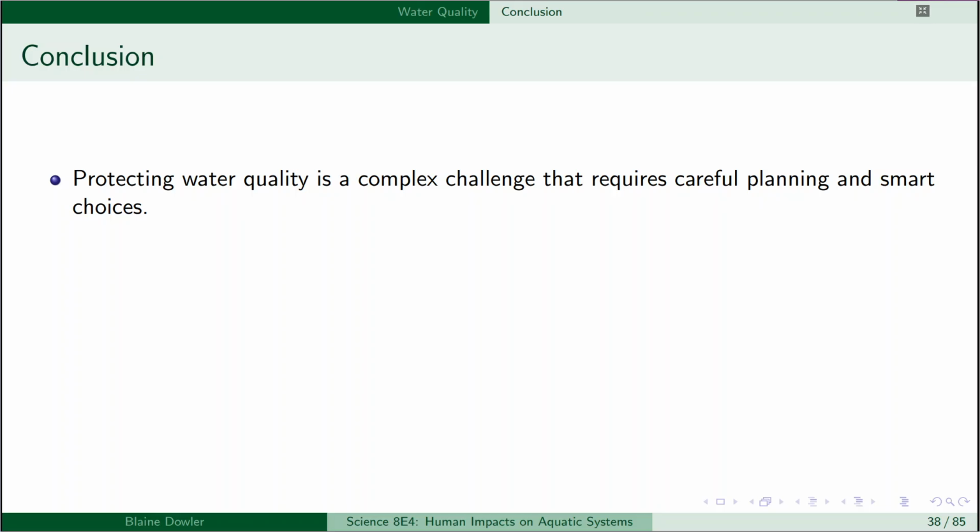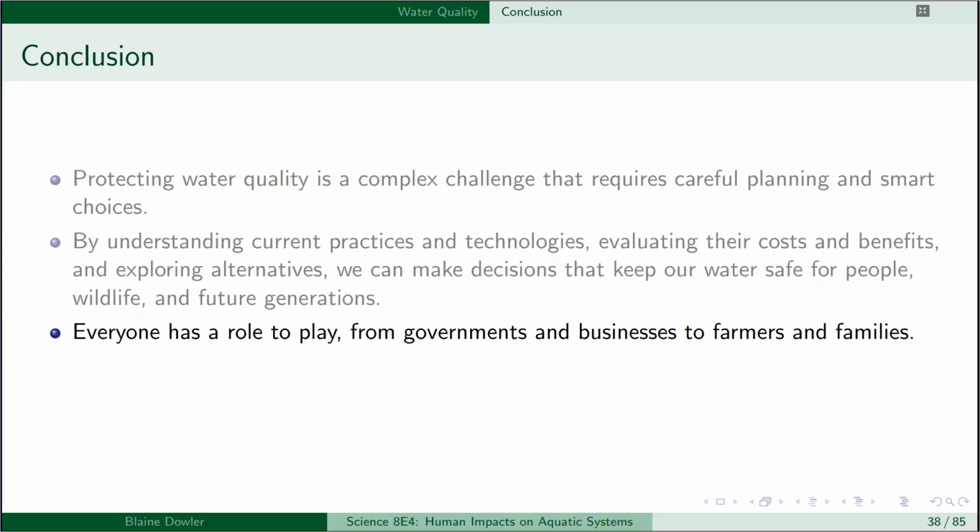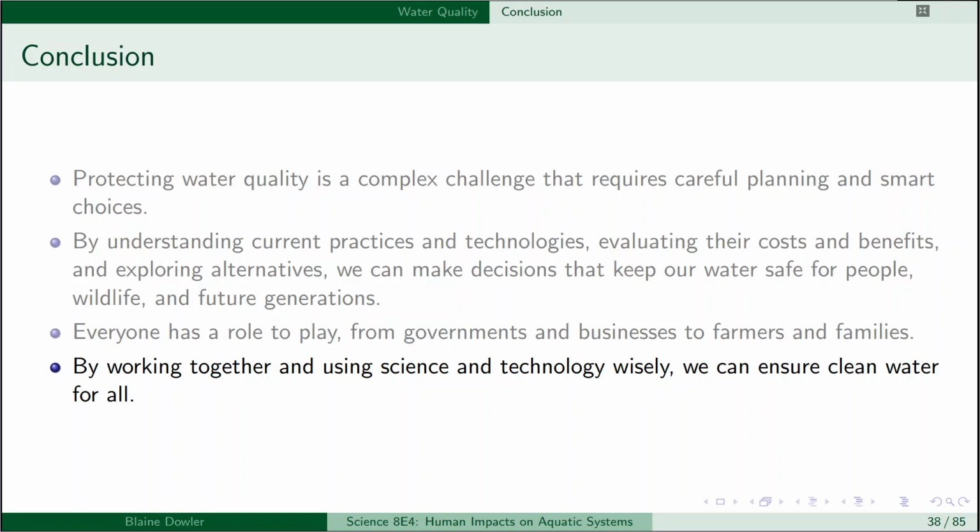Conclusion. Protecting water quality is a complex challenge that requires careful planning and smart choices. By understanding current practices and technologies, evaluating their costs and benefits, and exploring alternatives, we can make decisions that keep our water safe for people, wildlife, and future generations. Everyone has a role to play, from governments and businesses to farmers and families. By working together and using science and technology wisely, we can ensure clean water for all.